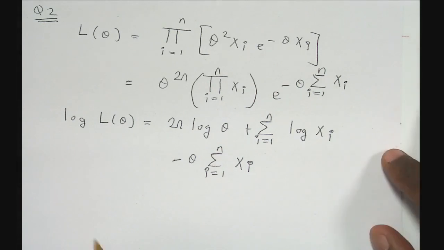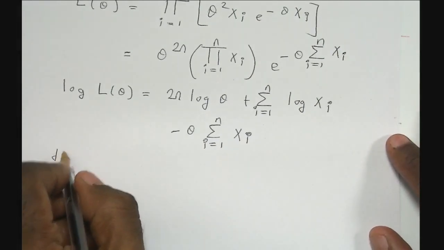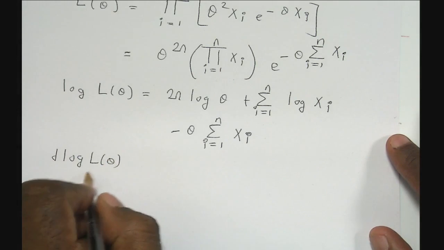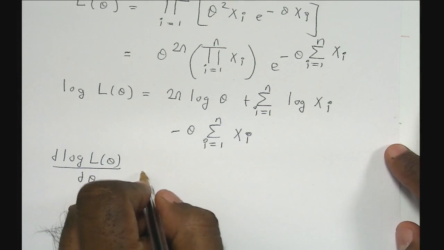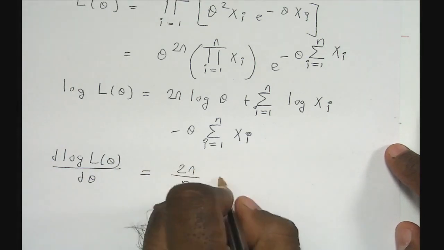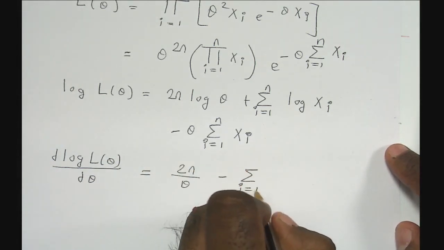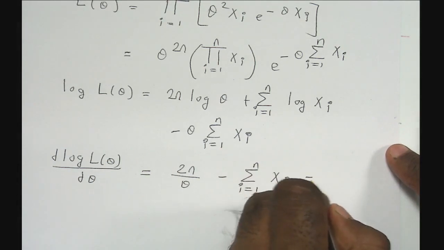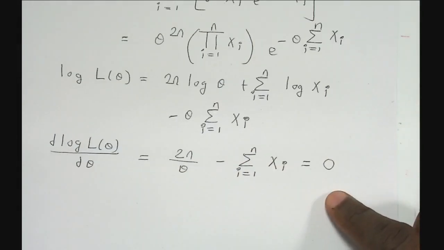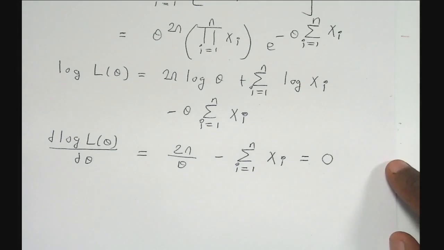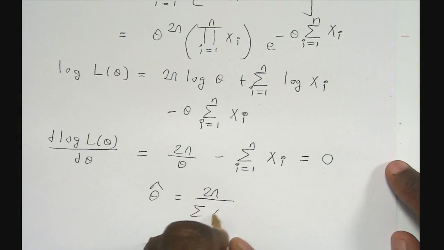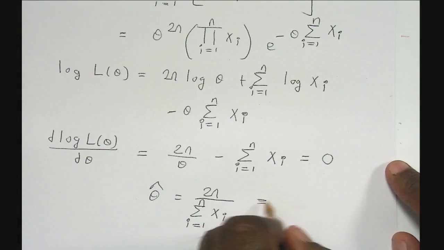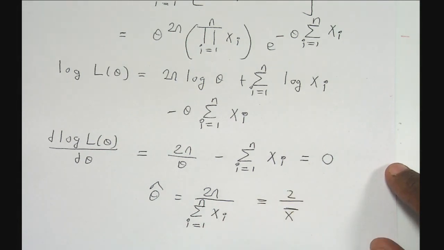Yeah, this is the log of the likelihood, guys. The next step is to take the derivative. There's only one derivative here because there's only one parameter. And the derivative is 2n by theta minus the sum of xi. Set this to 0 and solve for theta. You get theta hat equal to 2n over the sum of xi, and this is 2 divided by x bar, x bar being the sample mean, guys.